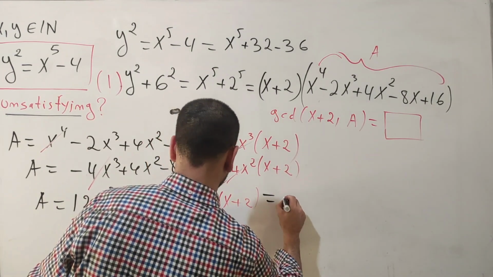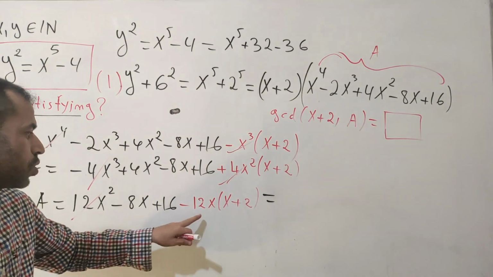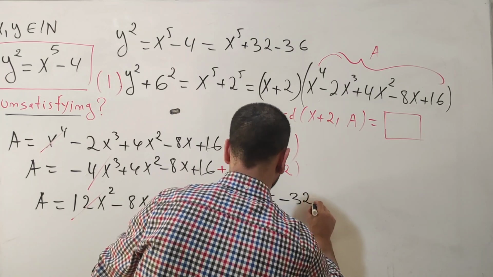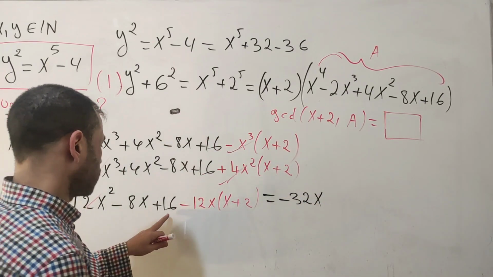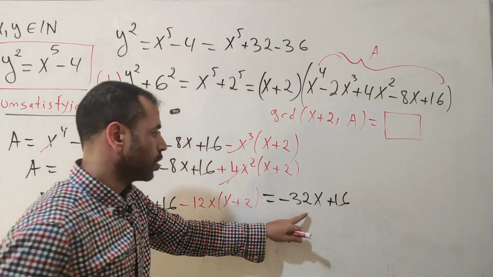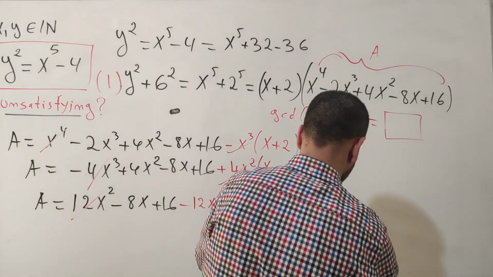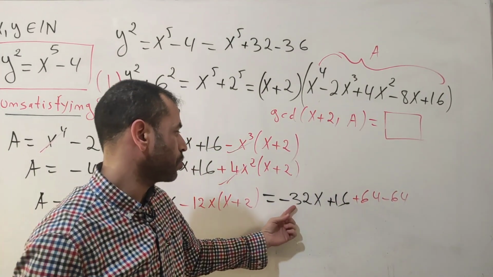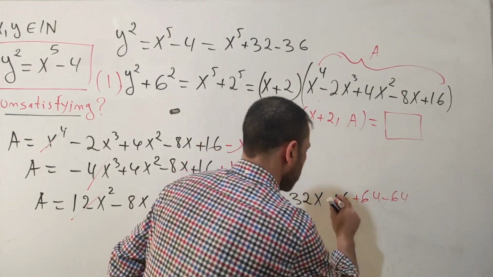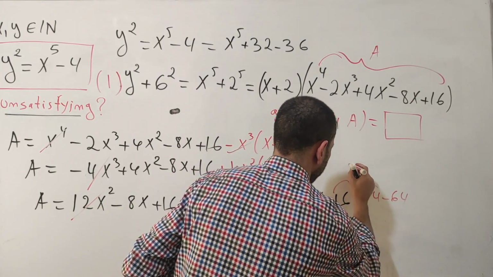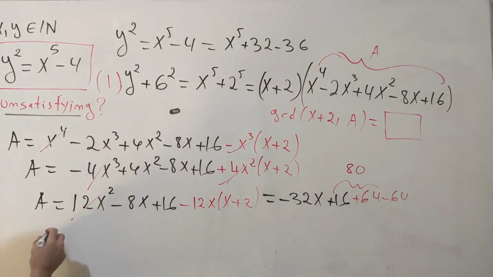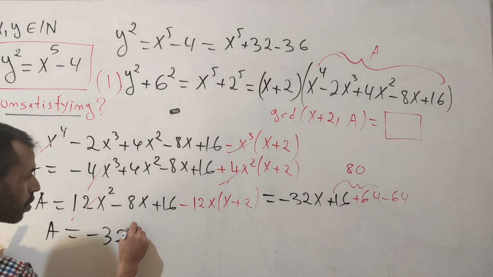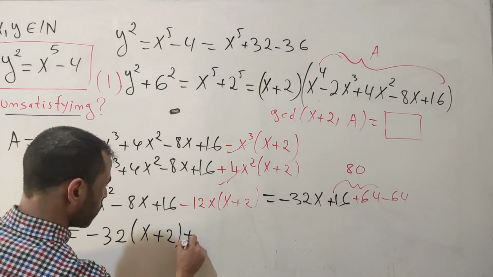I will be left with the following: minus 8x minus 24x, which is minus 32x plus 16. This time I'm going to add plus 64 minus 64. Then taking minus 32 as a common factor for this one, and putting this one separately, which gives us 80. So I get the following: capital A equals minus 32 factor x plus 2 plus 80.